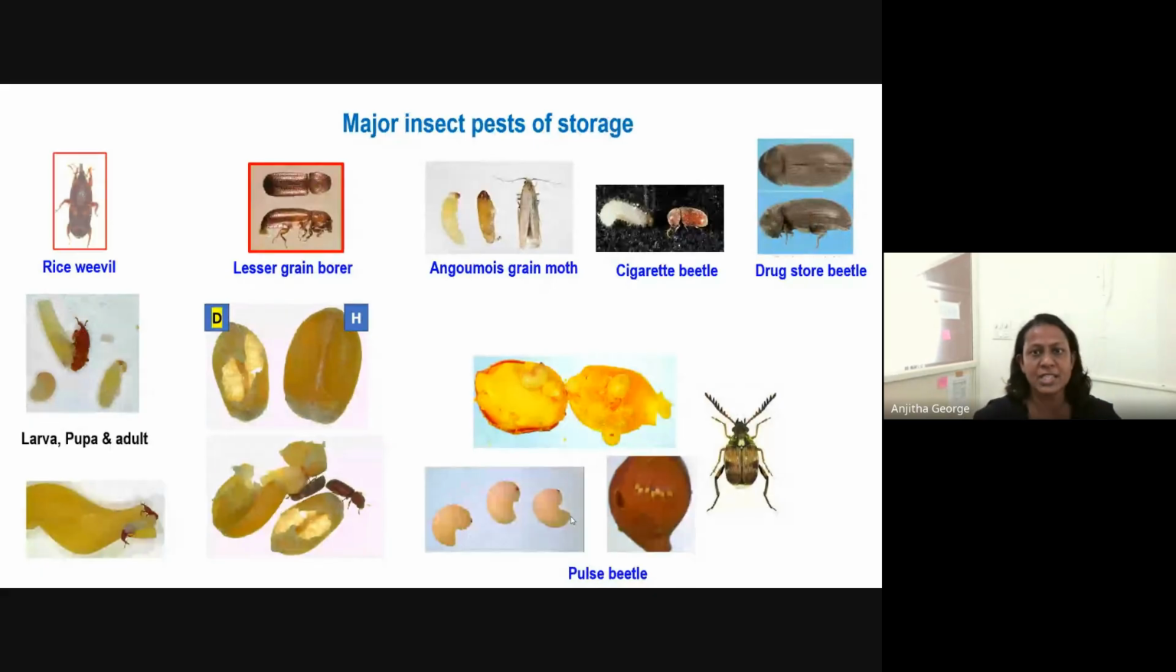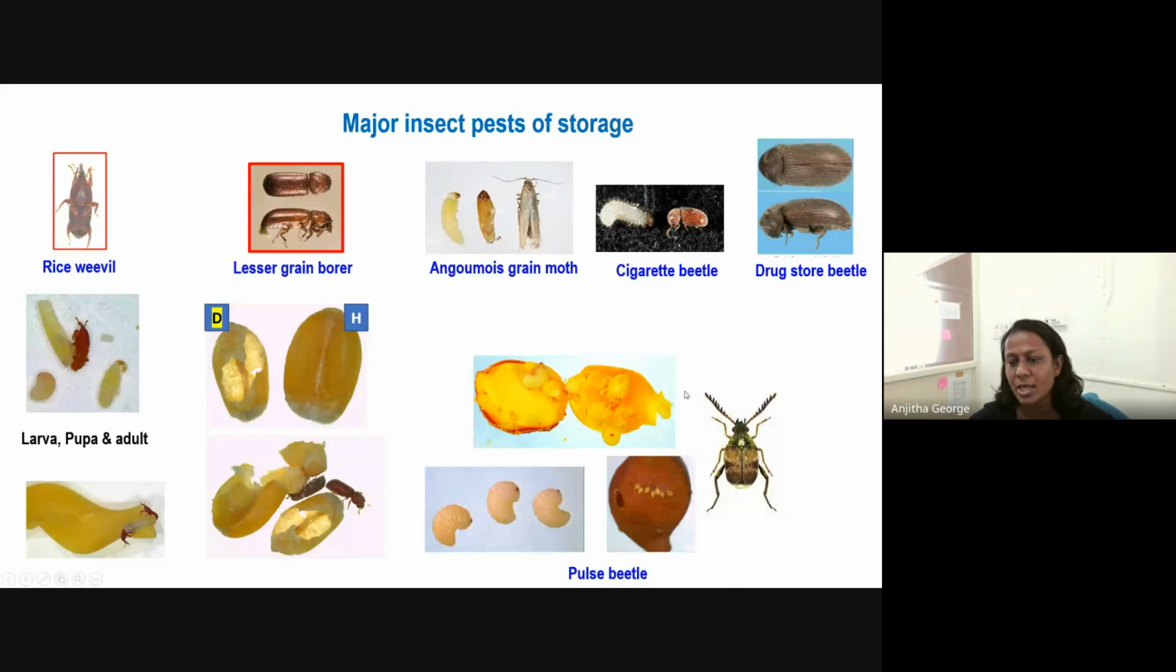What are the major insect pests of seeds under storage? The rice weevil, the lesser grain borer or Rhyzopertha dominica, some of the moths like Sitotroga cerealella, then cigarette beetle, drugstore beetle. Here you can see the damage of a rice weevil as well as the lesser grain borer. See here, this is the damaged wheat seed, and here on the right side is the healthy one.